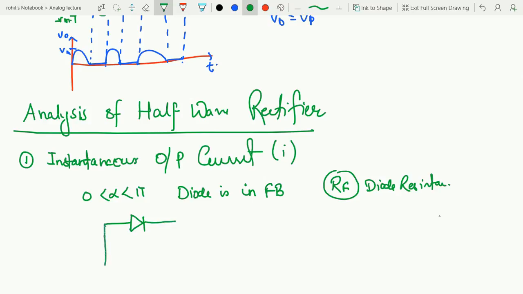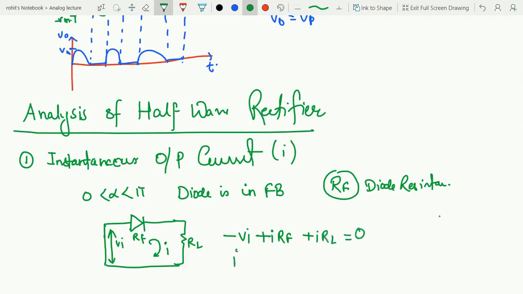This is VI. This is RL. And suppose RF is the resistance of the diode. So if we apply KVL in this loop, suppose I is the current, then we have minus VI plus I into RF plus I into RL is equal to 0, or I is equal to VI upon RF plus RL. VI, it's a pure AC, so we can write Vm sin alpha upon RF plus RL.